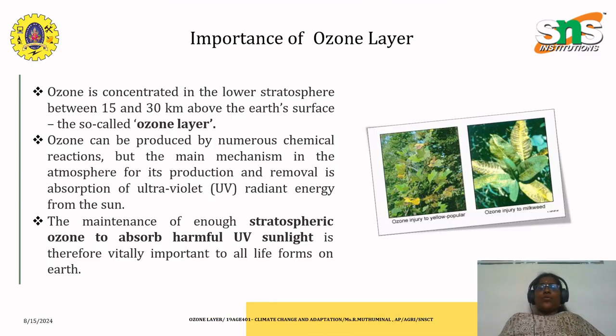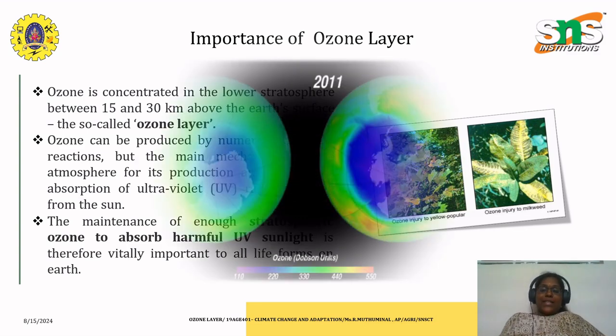The importance of the ozone layer: it is a concentrated ozone condition available at the lower stratosphere, at 15 to 30 kilometers. This can be produced by numerous chemical reactions, but the main mechanism in the atmosphere for its production and removal is absorption of ultraviolet radiant energy. The maintenance of enough stratospheric ozone is needed to absorb harmful UV sunlight, and therefore it is vitally important to all life forms on the earth.